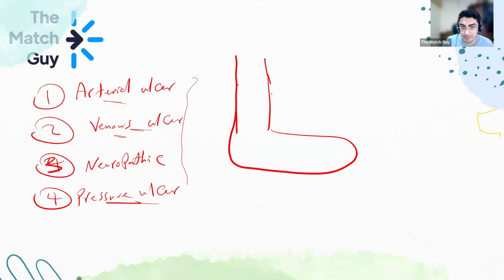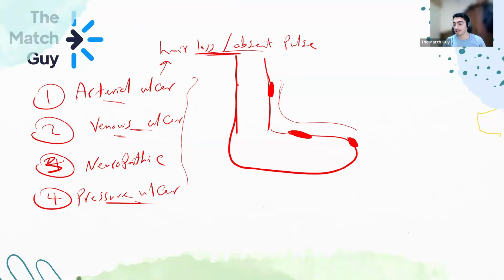So arterial ulcer arises in the shin of the tibia, the dorsum of the feet, or the tips of the toes. Okay, so it is basically on the dorsum. With the arterial ulcer, also, he might tell you that this patient has hair loss in the lower extremity or absent pulse. So these are signs for arterial damage.